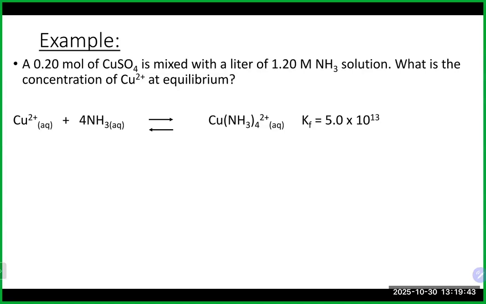All right, so let's take a look at this problem here, and we're going to go through this one together just to explain some of the different things that we do in these type of calculations that we maybe don't do in others. And we're going to take 0.2 moles of copper 2 sulfate and mix it with a liter of 1.2 molar ammonia. And we want to know what is the concentration of free copper in the solution at equilibrium.